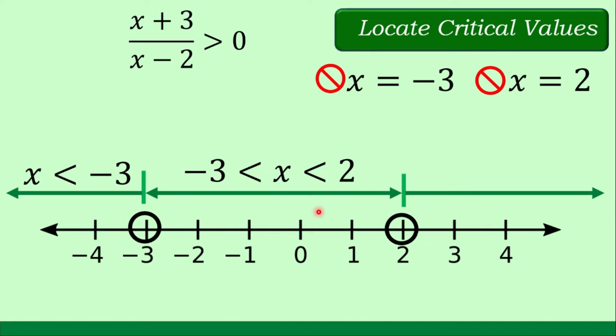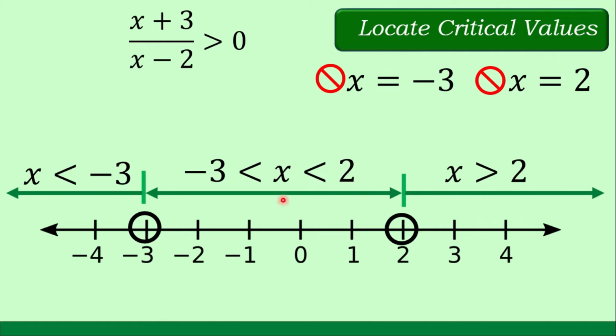Do you follow? How about for the last one? Can you guess? Yes, it's from 2 onwards. So that means these values of x are greater than +2. So these are our three intervals. X less than -3.